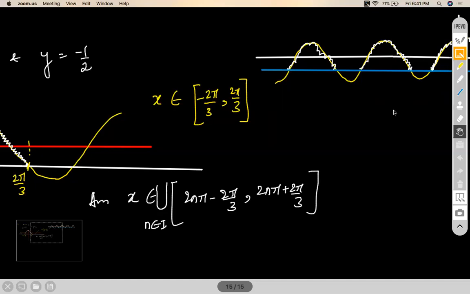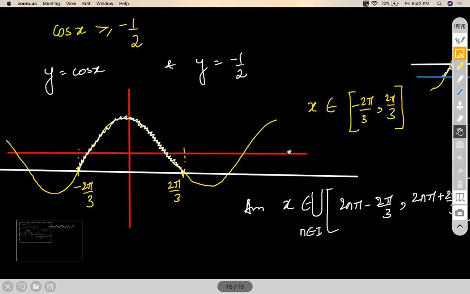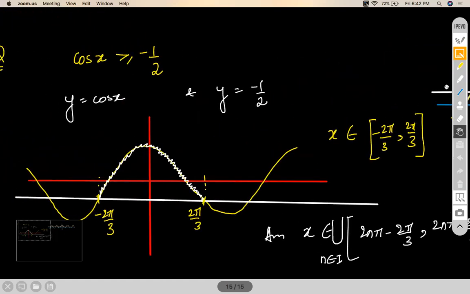Is that fine? We'll talk about some questions, don't worry. Aryan, would you like me to explain this again, or is it understood now? Yes. So those intervals would be repeated for different values of n. Got it, Oshik? Okay.